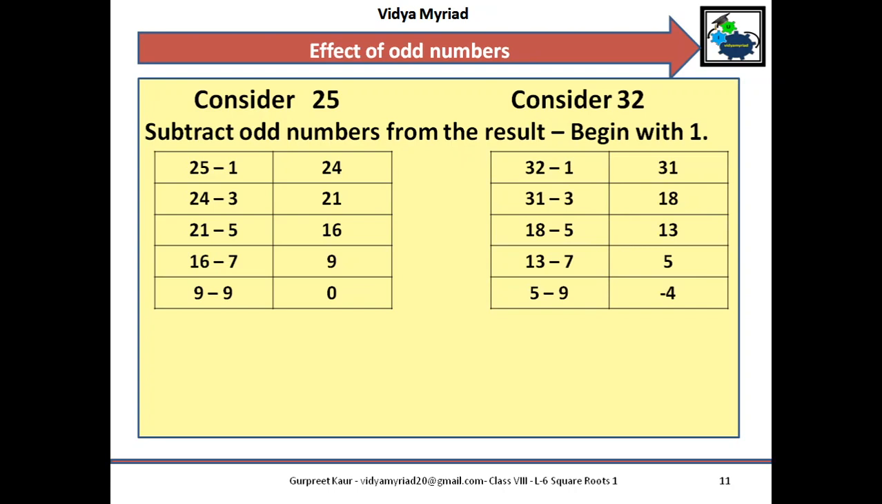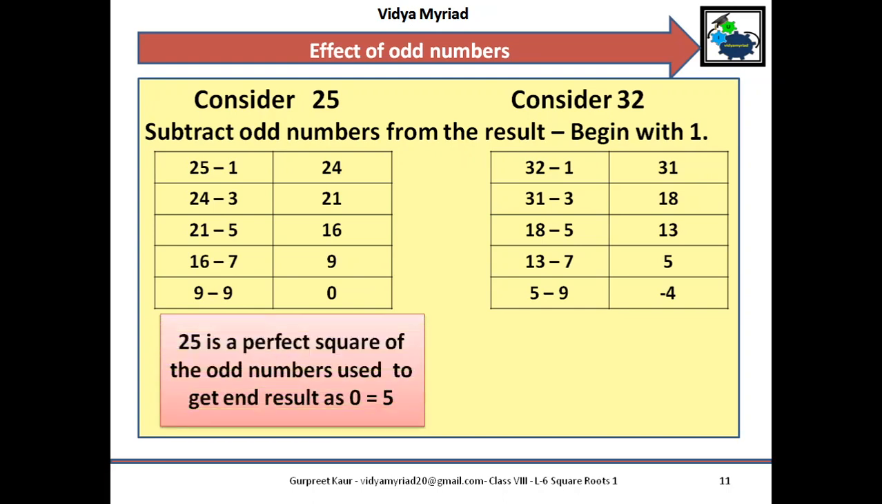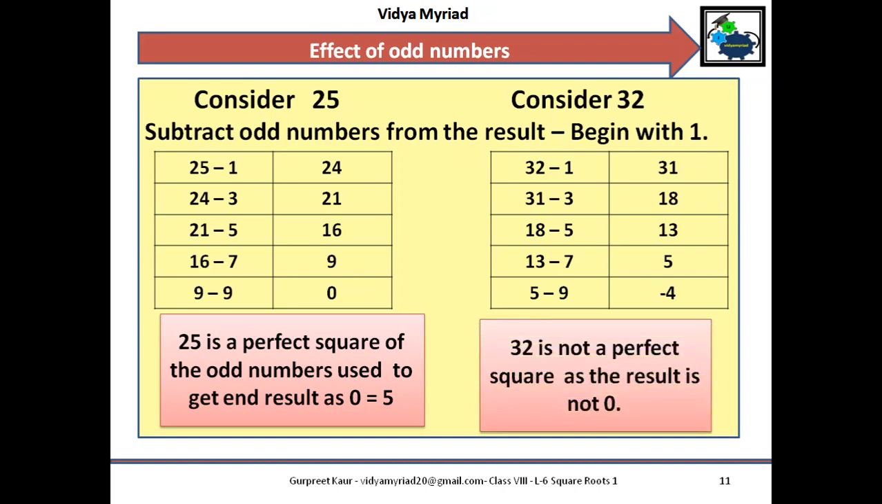It means 25 is the square of something, whereas 32 is not the perfect square. So what I will do is, 25 is the square of, count the number of odd numbers, how many are there? 1, 3, 5, 7, 9. 5 odd numbers, that means 5 square. 5 into 5 is 25. Whereas 32 is not the perfect square since you have not got the result as 0. So by this, if you subtract odd numbers also, you will come to know whether that number is a perfect square or not.